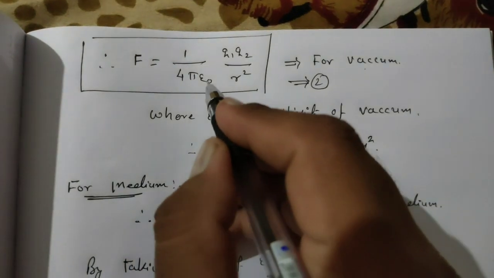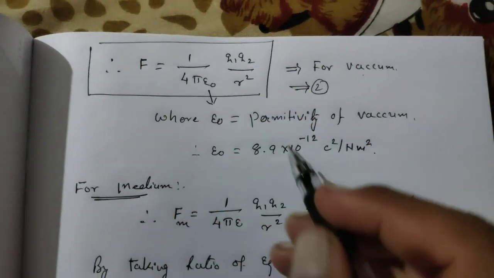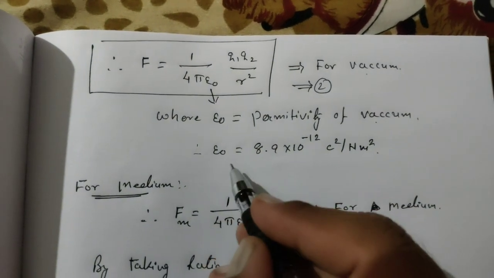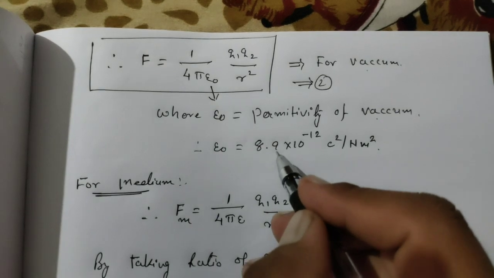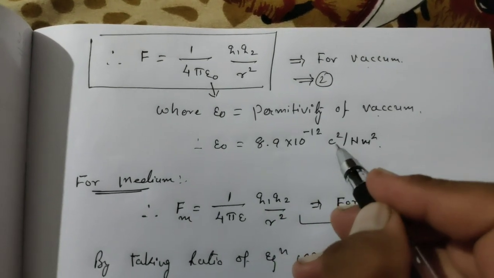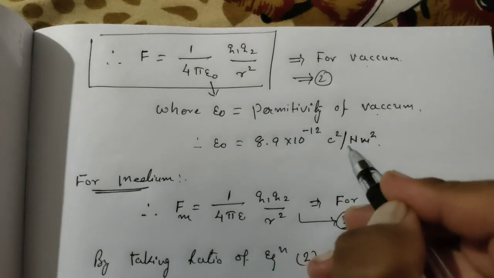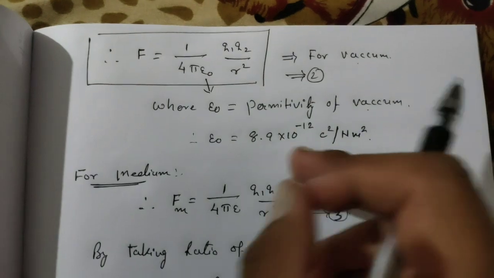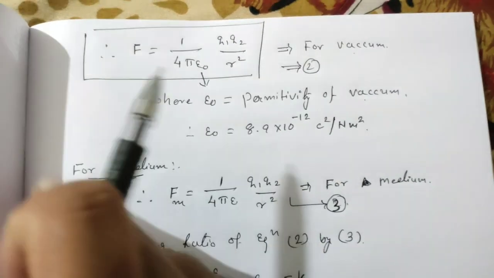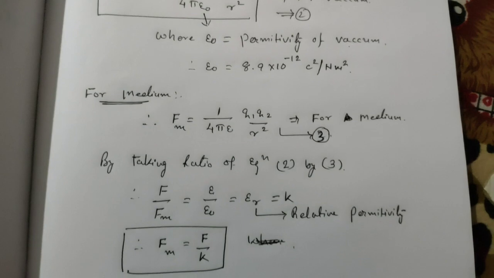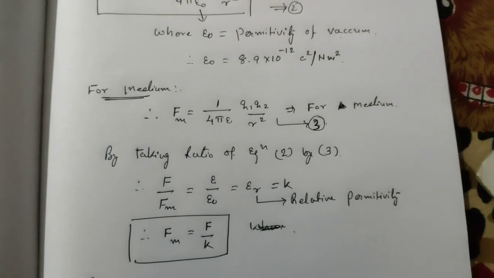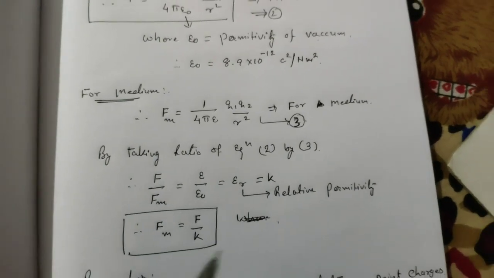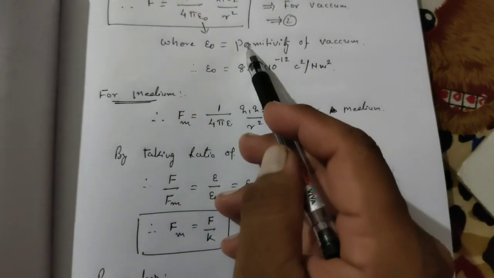Now over here, this epsilon naught is known as the permittivity of vacuum. We have a value of permittivity for vacuum. It is 8.85 into 10 raised to minus 12 coulomb square per newton meter square. You can check this value by just replacing it over here and finding this unit. This unit is also important, and many times we are asked for the dimensional formula. Here, I wrote permittivity of vacuum.